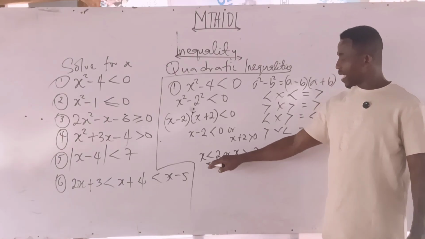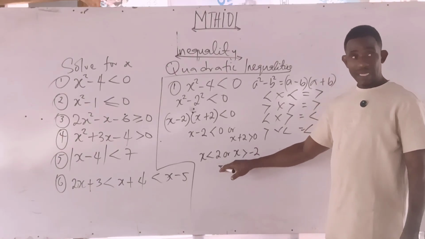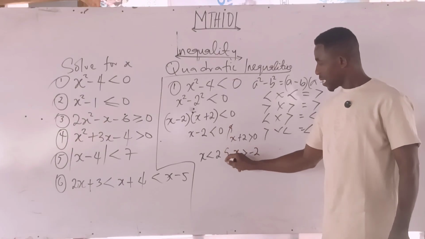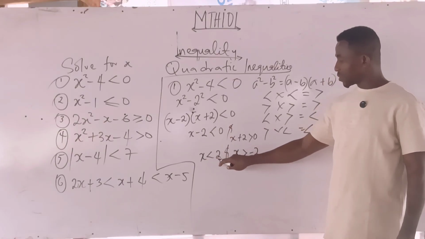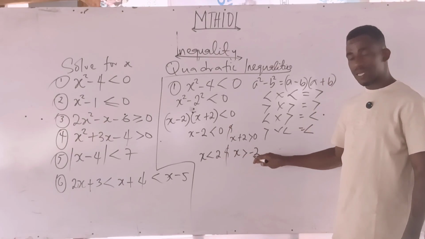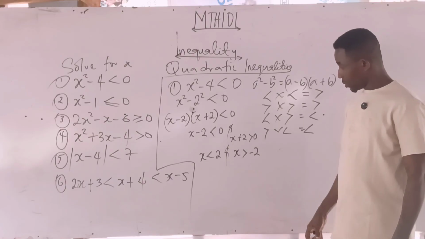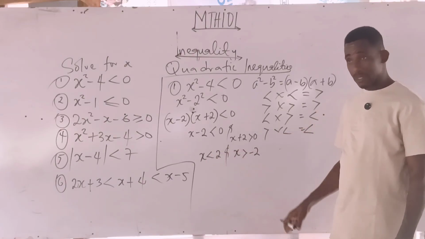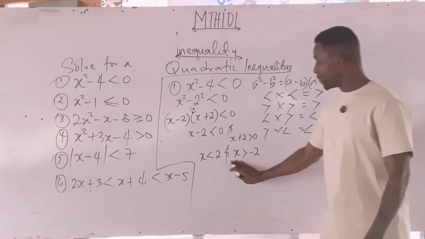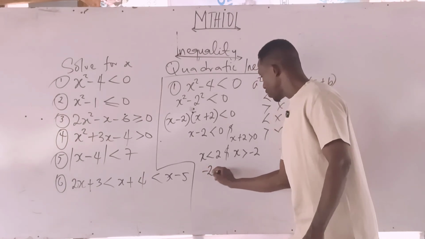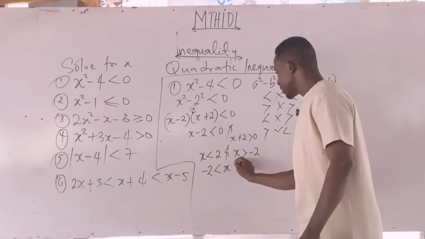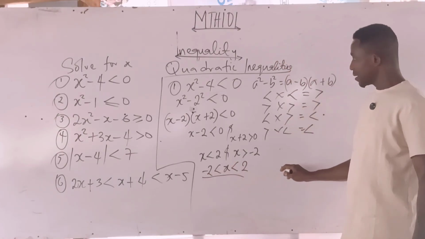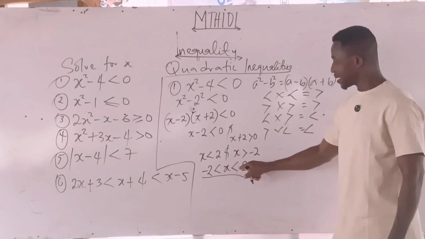Is it possible for x to be less than 2 and x greater than minus 2 at the same time? If yes, we now say minus 2 is less than x, Abby, then x is less than 2. So if that is the case, minus 2 is less than x is less than 2.